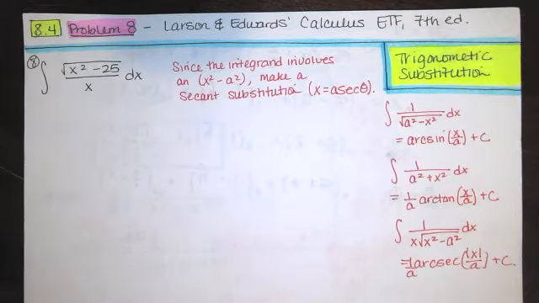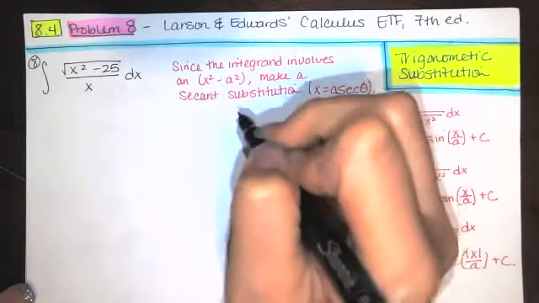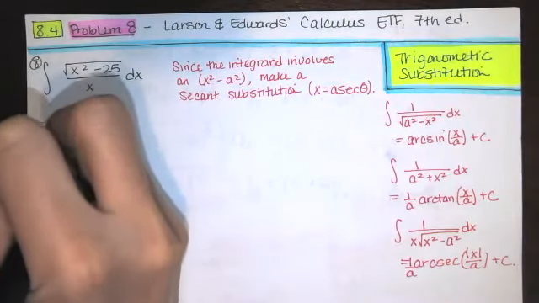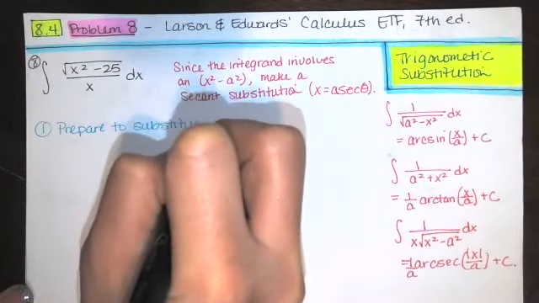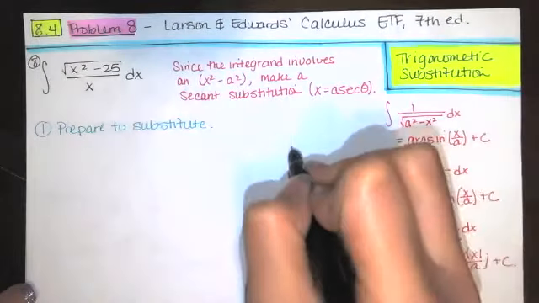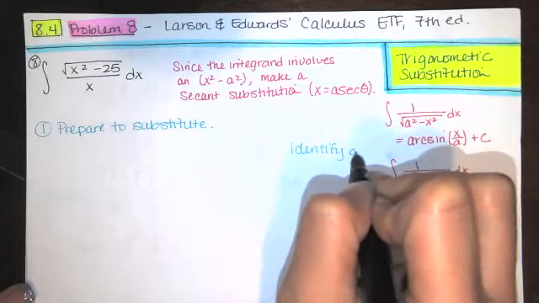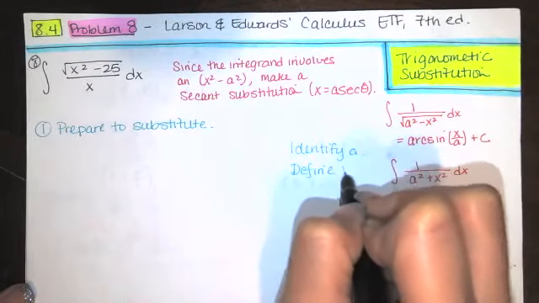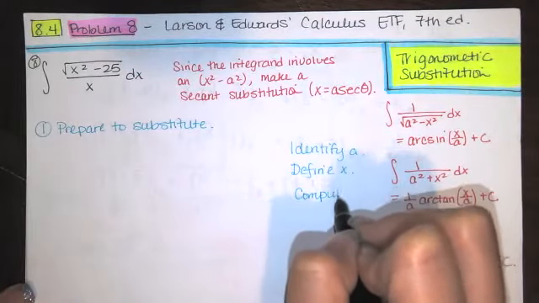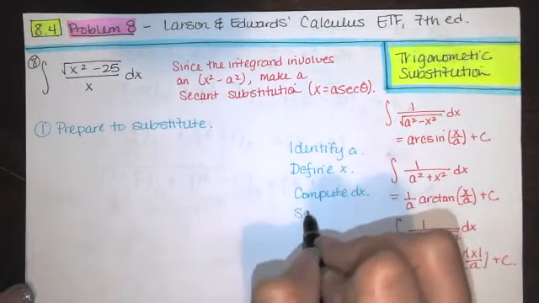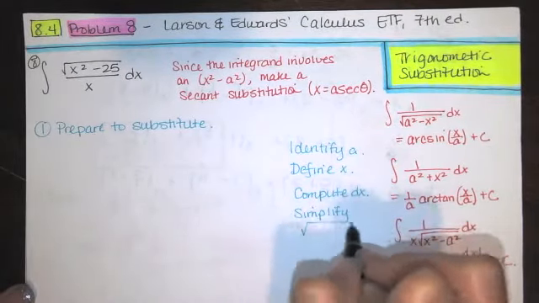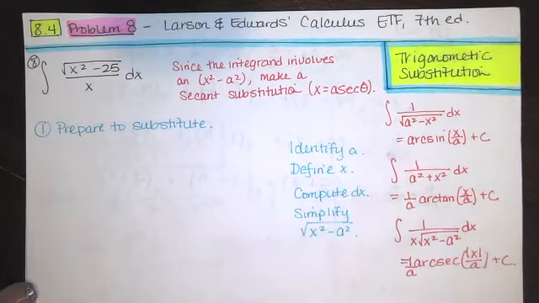All right, so now we're going to go through our 4-step process for evaluating an antiderivative using trigonometric substitution. The first step in that process is to prepare to substitute. So we are going to identify a, define x, compute dx, and because we've got that square root of x squared minus a squared, we're going to simplify that square root in terms of theta.